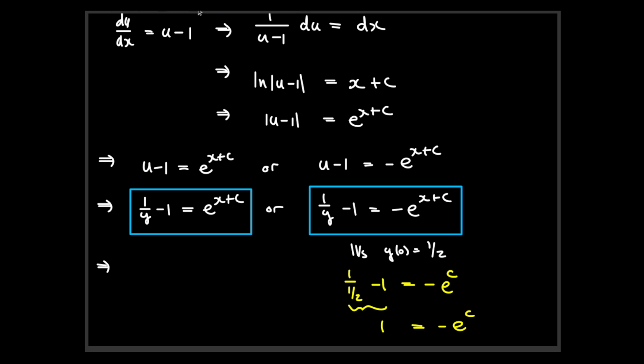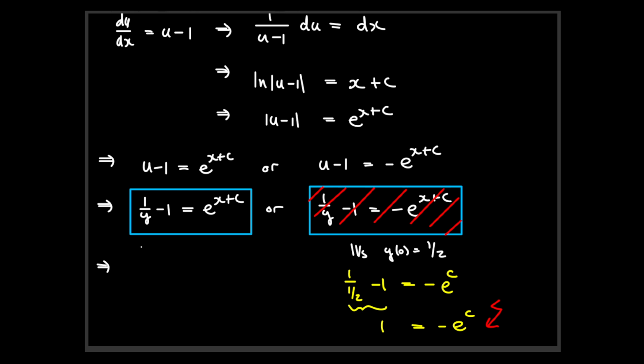And this is problematic. This is an issue because e to the c is always positive, so negative e to the c is always negative. And here we have a negative number equal to a positive number, which is bad. So what does this mean? This means that if y satisfies our initial values, then it's definitely not of this form. So we can exclude it completely.